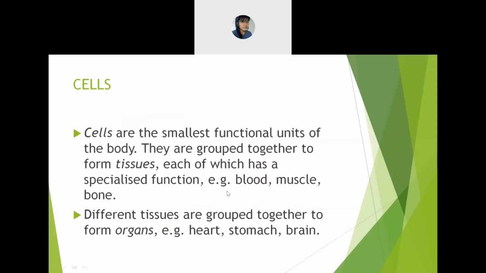Okay, next, let's come to the cells. So what are cells? Cells are the smallest functional unit of the body. They are also the structural and functional unit of life, and they are the smallest, the tiniest in our body. If we observe them under the microscope, we find that they are grouped together to form tissues. Have you heard the word tissues?